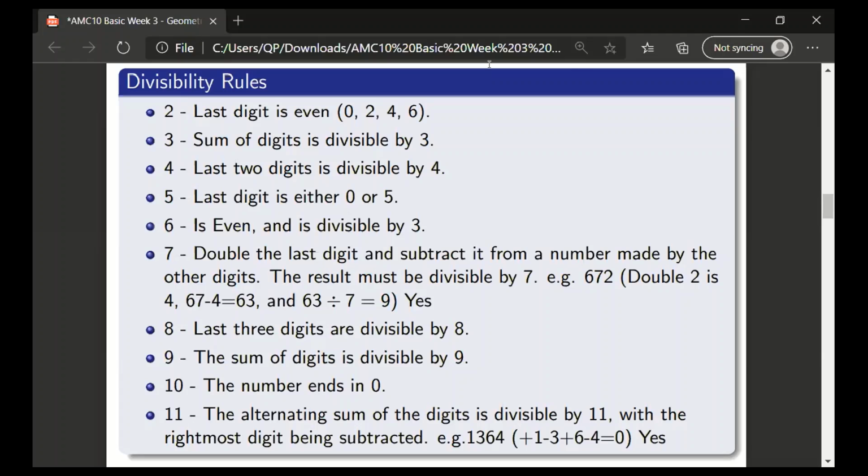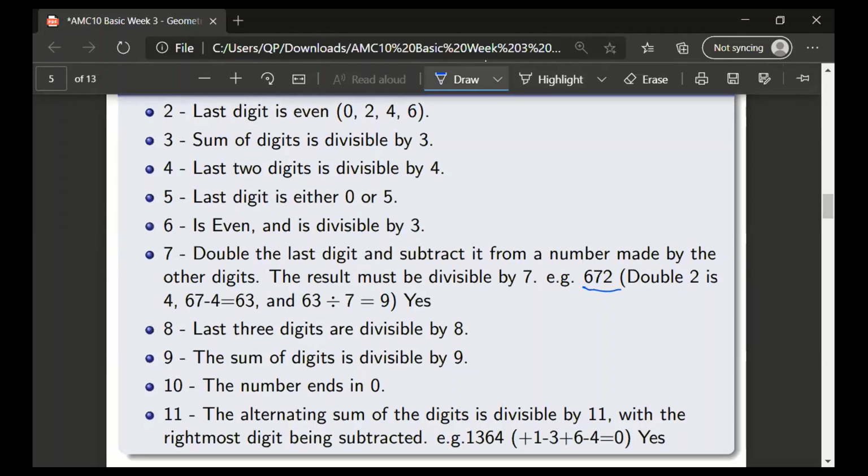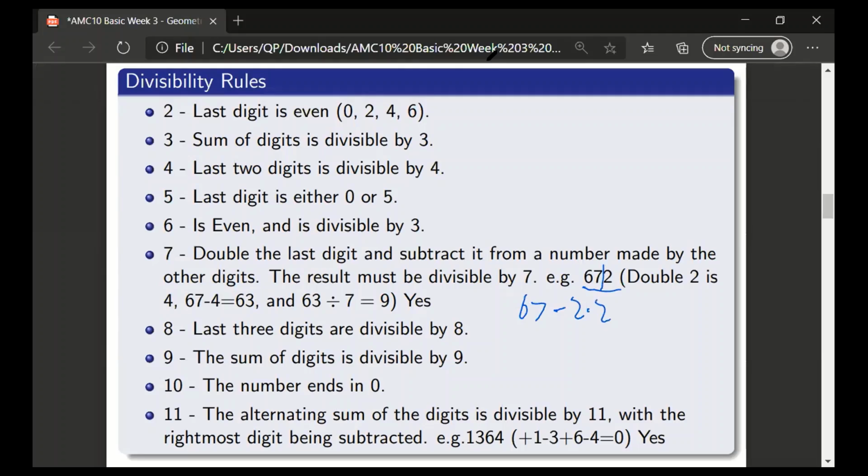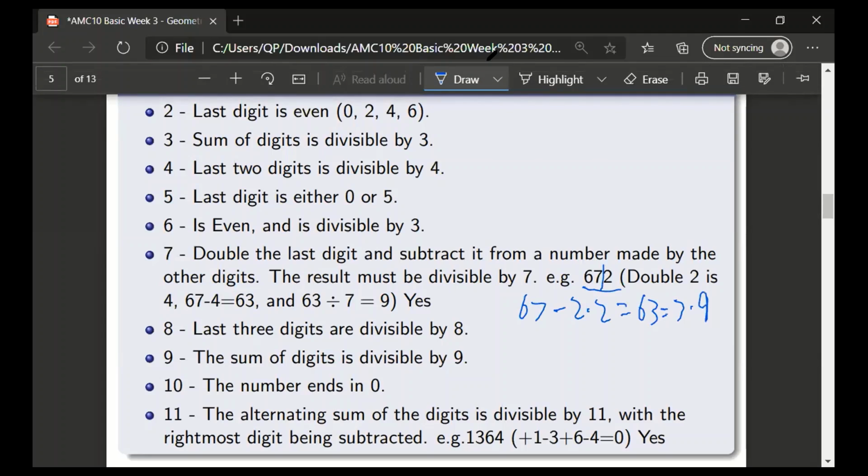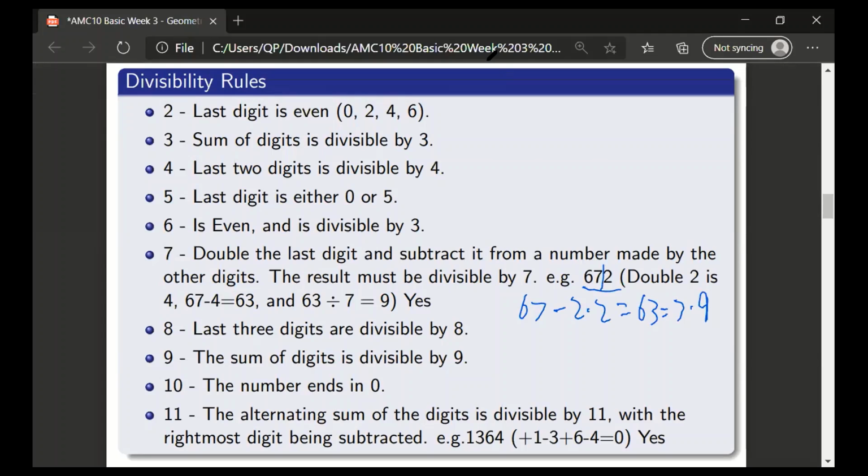So an example would be 672. In here, the last digit is 2, and the other digits left behind are 67. So you really want to see if 67 minus 2 times 2 is a multiple of 7, and this equals 63, which is 7 times 9. So 672 is a multiple of 7. And for 8, if the last 3 digits are divisible by 8, that would imply that the original number is divisible by 8.